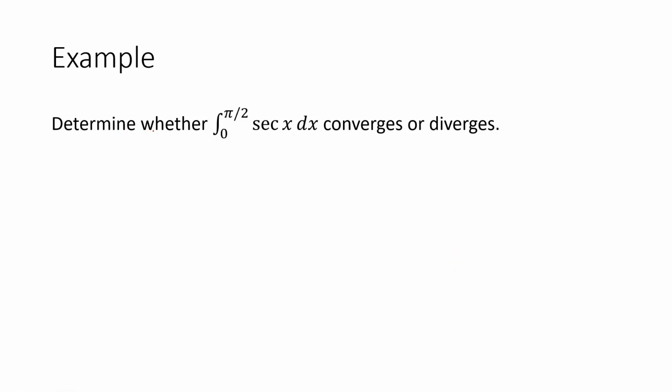Let's consider the integral from 0 to pi over 2 of the graph of secant x. We want to determine, does this converge or diverge? We know that secant x, if we remember graphically, has a vertical asymptote at pi over 2. The graph of secant from 0 to pi over 2 looks something like this, where it flows up there as it goes to pi over 2.